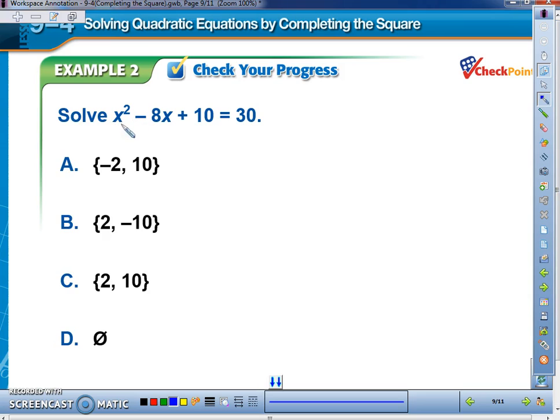All right, so let's go. We're going to solve this one. Solve x squared minus 8x plus 10 equals 30.